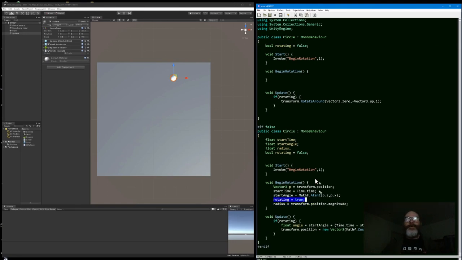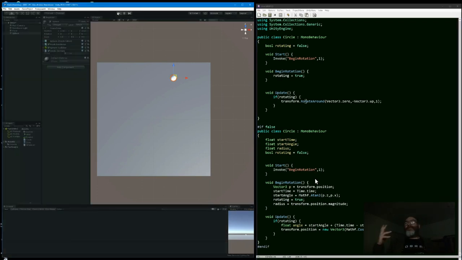So what I'm going to do is just go and put this rotating equal true, and so now it will start rotating after 1 second. Because the thing to remember here is that there is state now. It's actually using the object's own rotation as the state, that every time it rotates it a little bit.